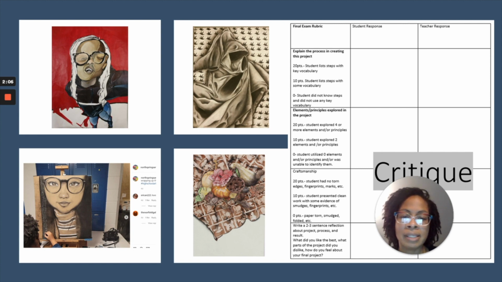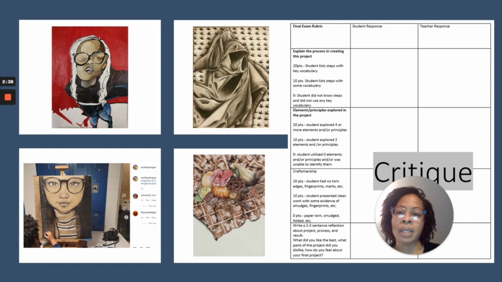Craftsmanship, of course, gets them reflecting on how neat they maintain their work, what they might have done differently, and then it gets them to see how many points they're losing, like if they have crumpled edges or if they have a big hot Cheeto stain in the middle of their paper. And then there's a reflective comment that they can write at the end, which is good for me as a teacher because it lets me know what they liked or disliked, and how they actually feel about what they finally did.